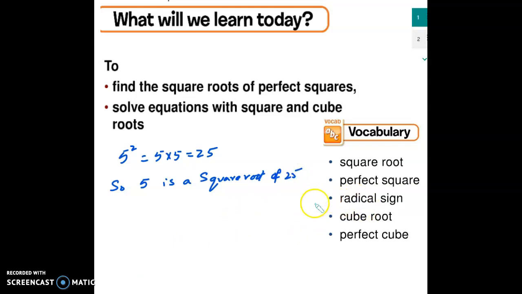Also, the symbol we use for square root is called a radical sign. It looks like this. And for the cube root, we use that same sign but put a 3 in there. It's a cube root sign. A perfect square means, like, 25 is a perfect square because 5 times 5 gives you 25. Same thing with a perfect cube, like 2 times 2 times 2, which is 8. It's a perfect cube. We're going to learn more about this.